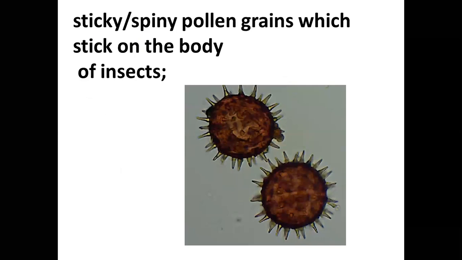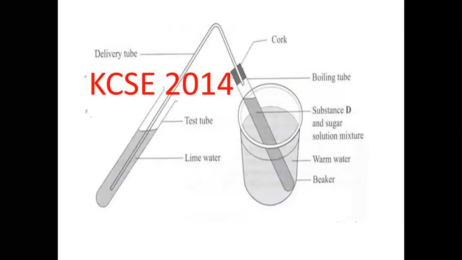And of course, after you observe, maybe you're told to draw. And now from there, you can predict the agent of pollination because of the hooks or the spines, that is an insect pollinated flower. And many other questions now can come from such kind of observation.